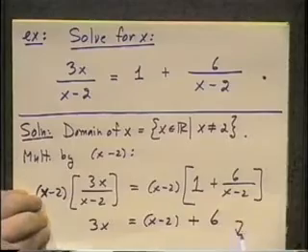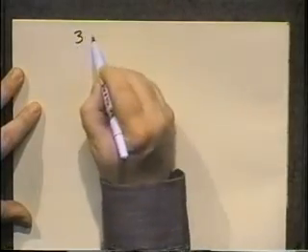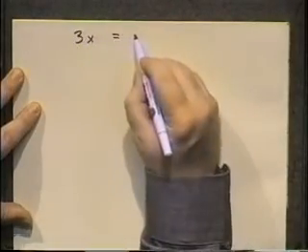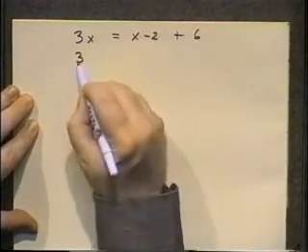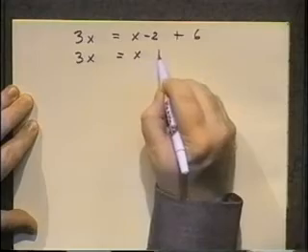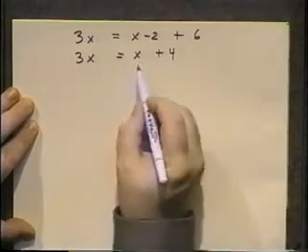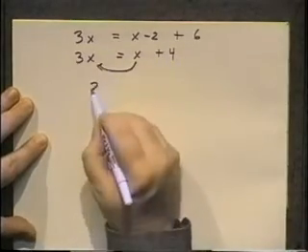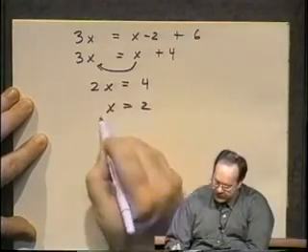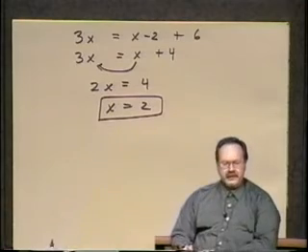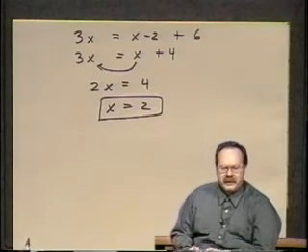So let me move to another page. And I now have, let me repeat that so I can work with it, 3x equals x minus 2 plus 6. So that's 3x is equal to x plus 4. And of course, I can then move the x over here and get 2x equals 4. And so x equals 2. Now, I'm done, right? I have found the solution, x equals 2.